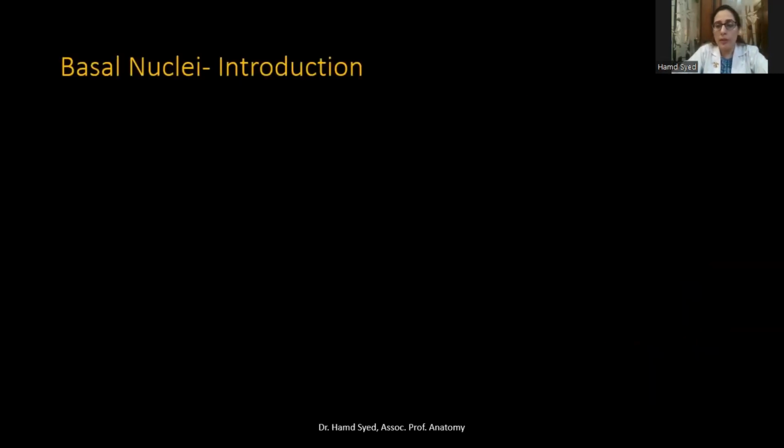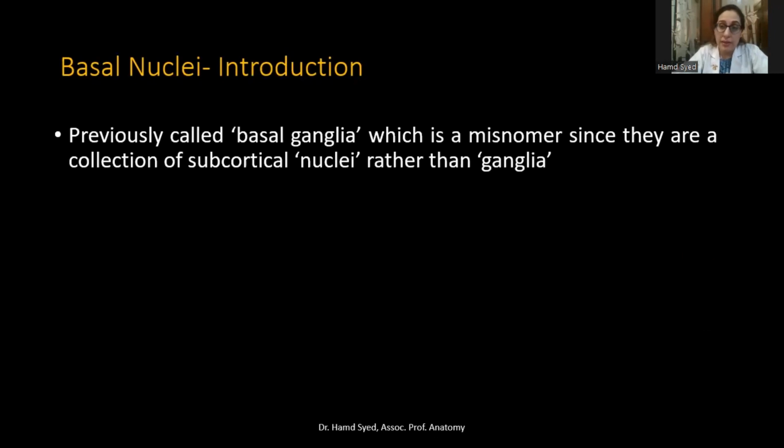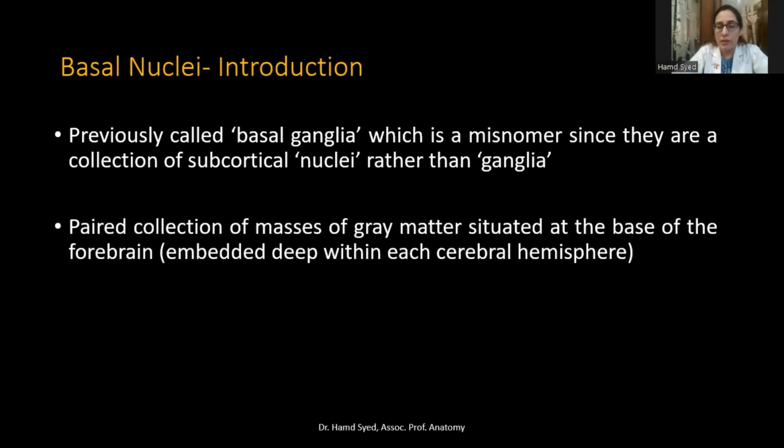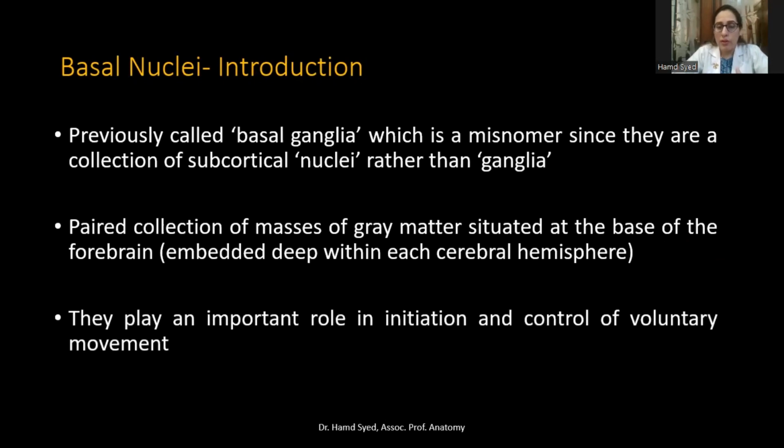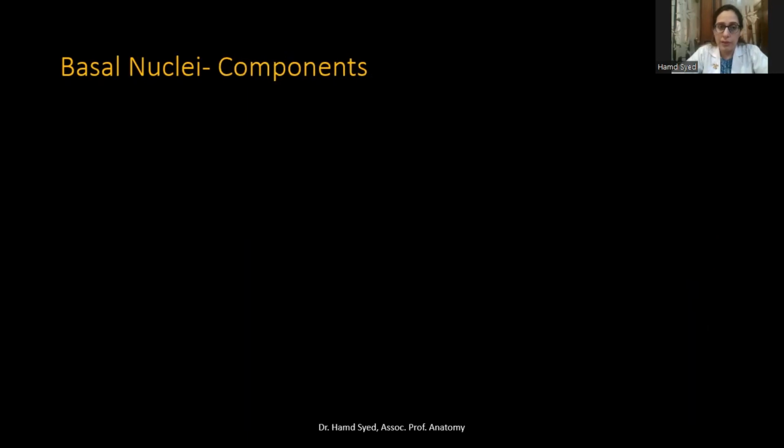Now, you know that the basal nuclei are also known as the basal ganglia. This is a term which has been used in the textbooks, but it is now largely considered a misnomer since the better representation of the basal nuclei is that they are the subcortical paired masses of gray matter lying at the base of the forebrain. And remember that they are embedded deep within each cerebral hemisphere. And the main function is that they are important in initiation and control of voluntary movement.